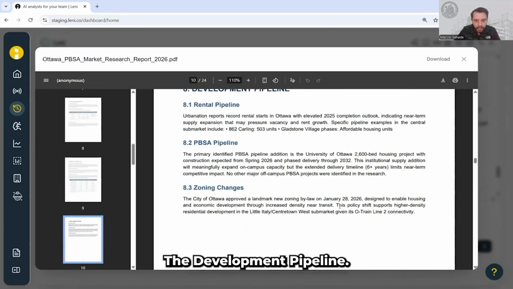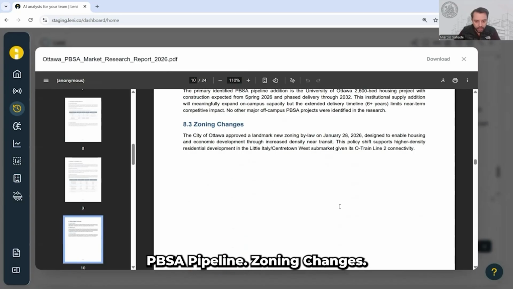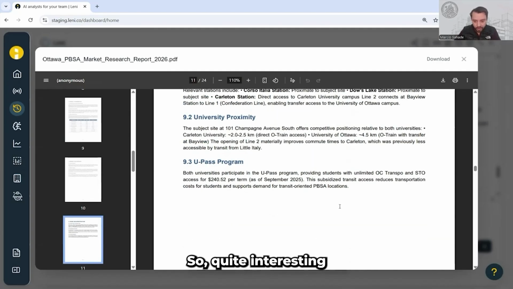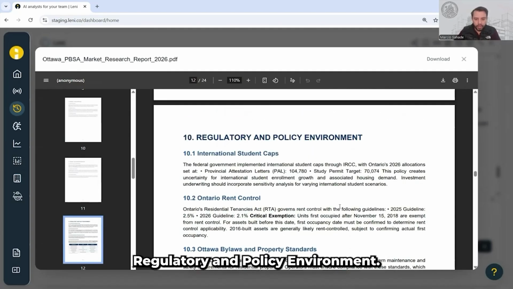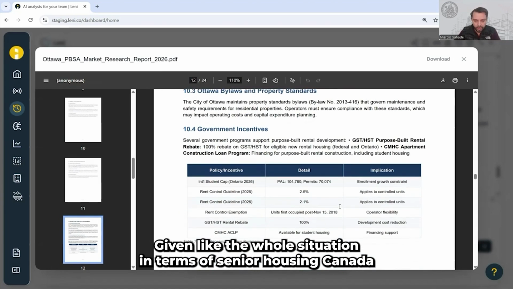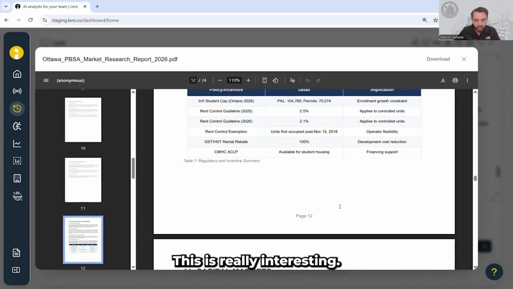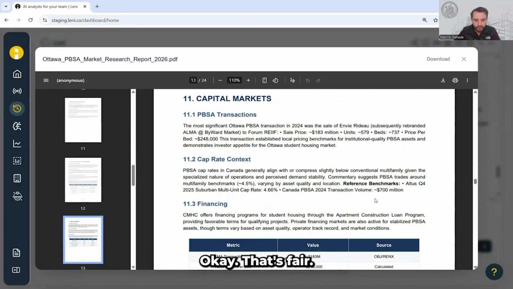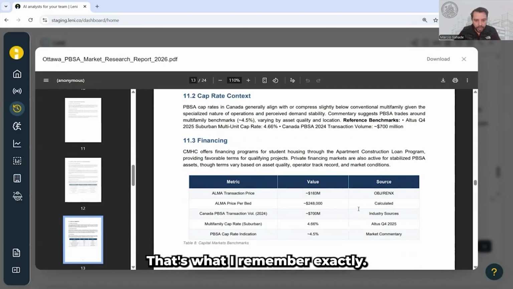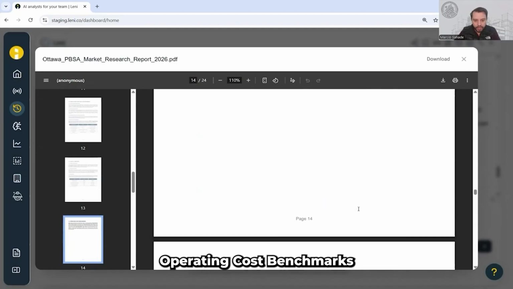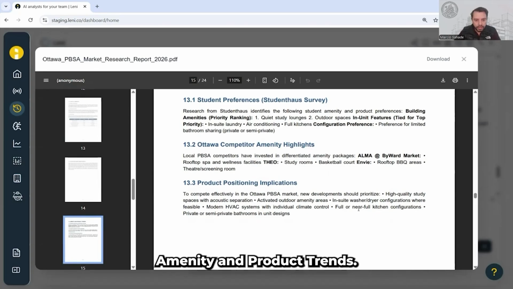The development pipeline, also citing the sources, PBSA pipeline, zoning changes, transit infrastructure. It also brought that, so quite interesting. Regulatory and policy environment. Okay. Yeah, given the whole situation in terms of student housing in Canada, this is really interesting. Capital markets, transactions, cap rate context. Okay, that's fair. That's what I remember exactly. Financing, operating cost benchmarks, and product trends.